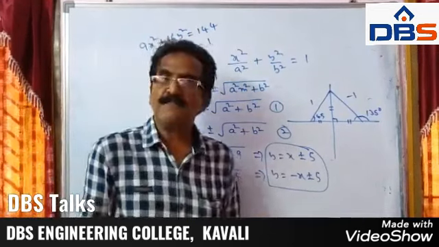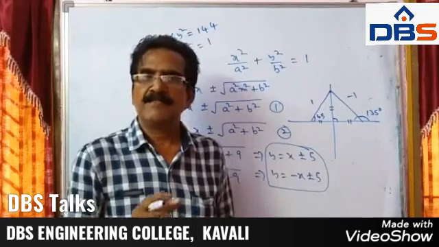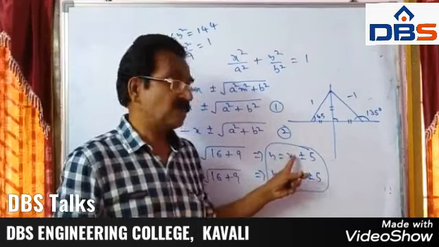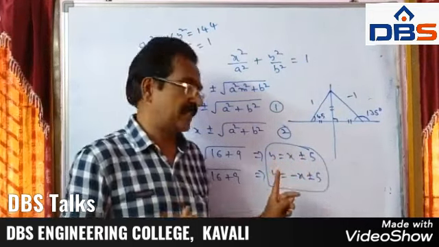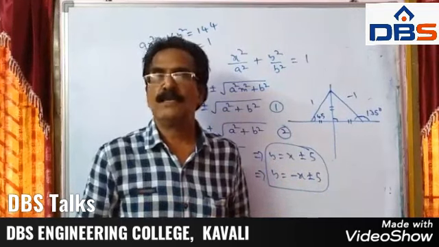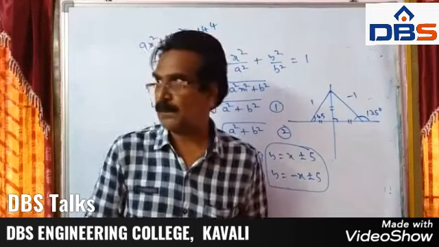Any one of these may also be given as an option: y is equal to x plus 5, correct. Y is equal to x minus 5, correct. Y is equal to minus x plus 5, correct. Or y is equal to minus x minus 5, correct. So all four are correct. Okay, friends, let us do one more problem.